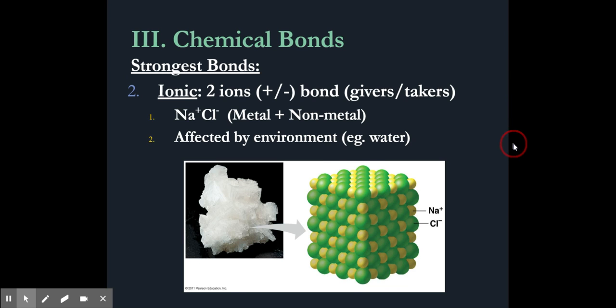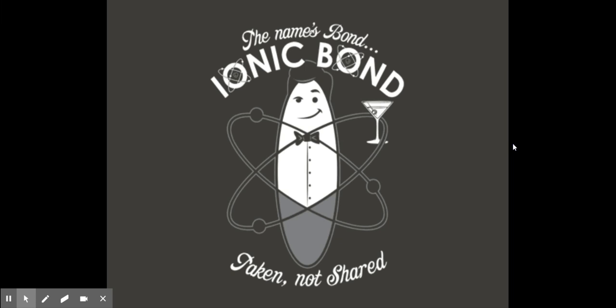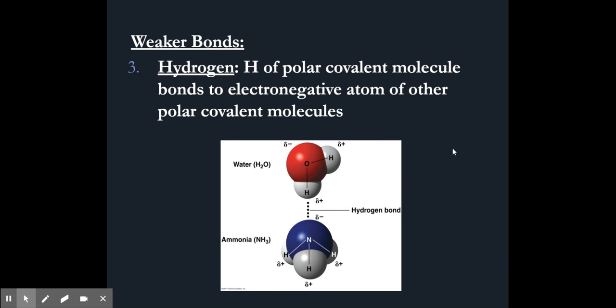So ionic bonds are huge. Keep in mind that ionic bonds, they are taken, they are not shared. So somebody is going to be giving and somebody is going to be losing. Next type of bond that we're going to spend some time focusing on are what's known as hydrogen bonds. So these are hydrogens basically of polar covalence. So this is only going to exist within polar covalent molecules here. They're going to be attracted to the electronegative side or the more slightly negative portion of it.